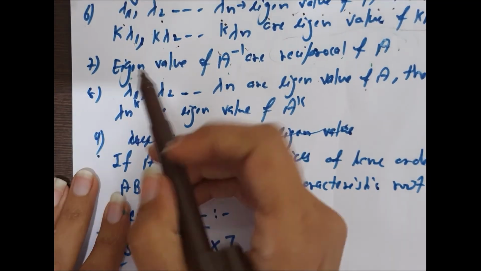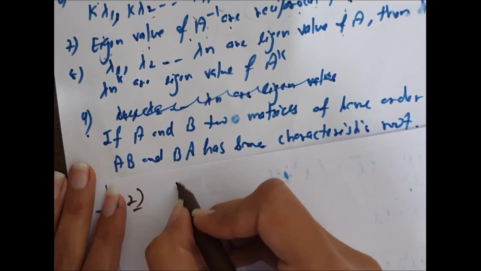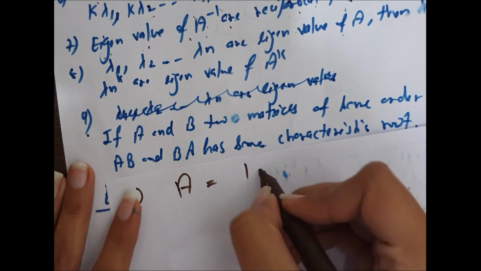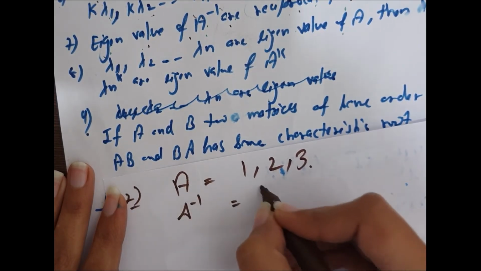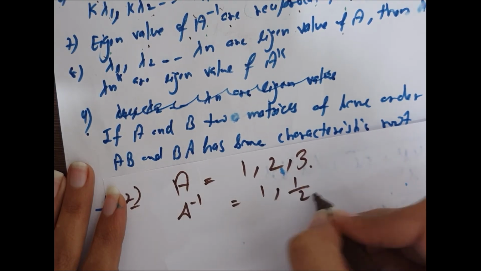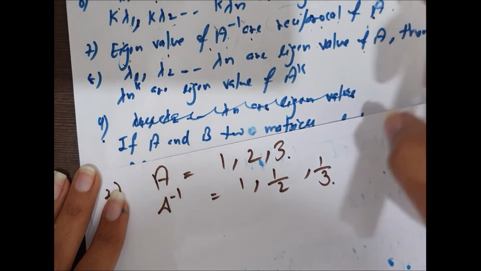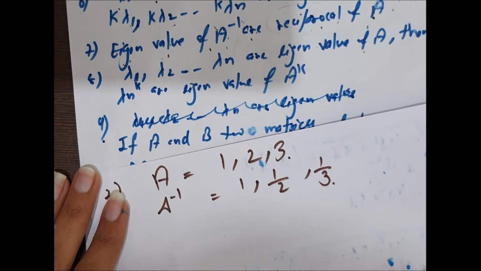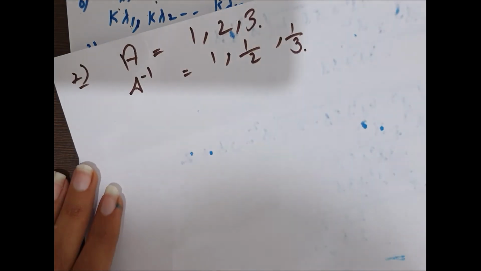Now the seventh property: the eigenvalues of A inverse are the reciprocals of those of A, which means if A has eigenvalues 1, 2, 3, then the eigenvalues of A inverse would be the reciprocals of them. Because in all previous properties I have shown you with verification, here I am just giving an example and showing you how to solve such a problem.